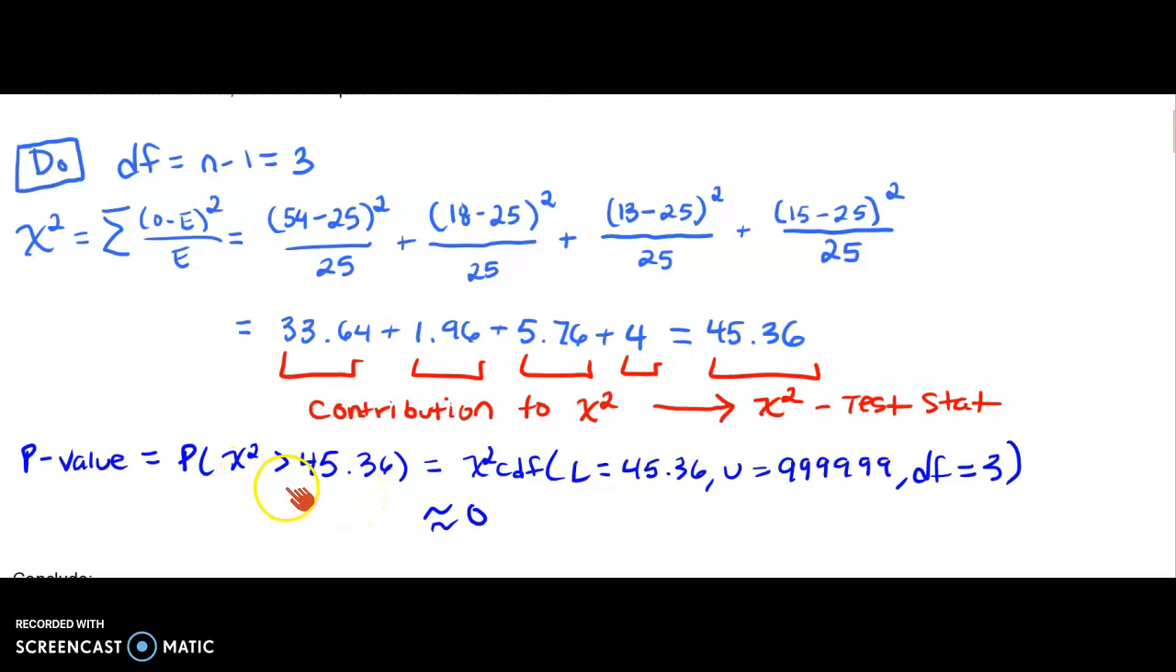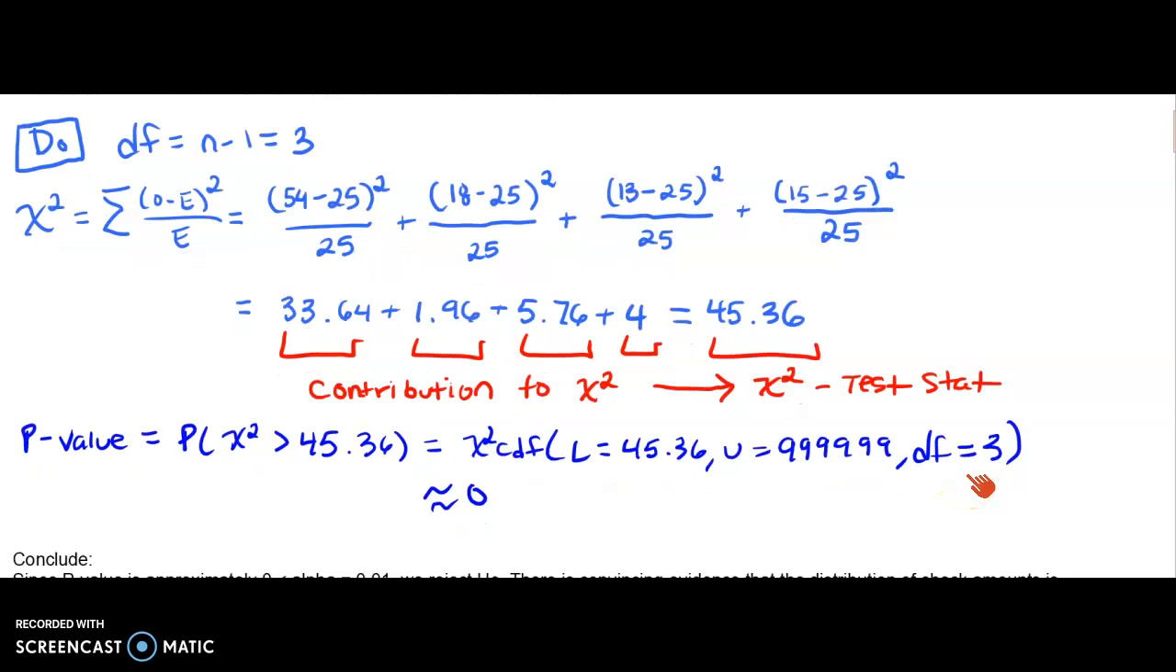And again, we're going to use a greater than, because I want to observe a difference as extreme as the one that I've observed currently. So my lower bound in the calculator will be this test statistic. My upper bound will be some very large number. And my degrees of freedom, we found by doing categories minus 1. This gives me a p-value of basically 0.